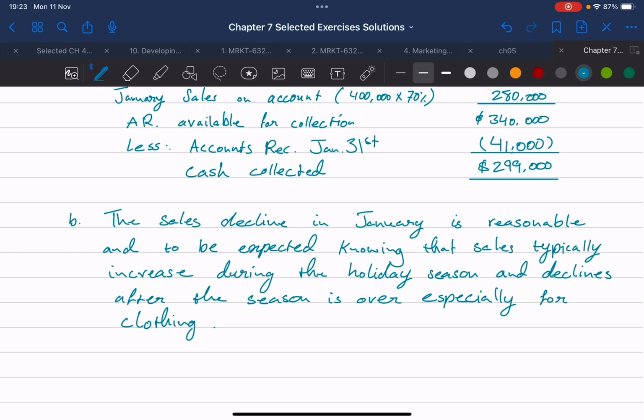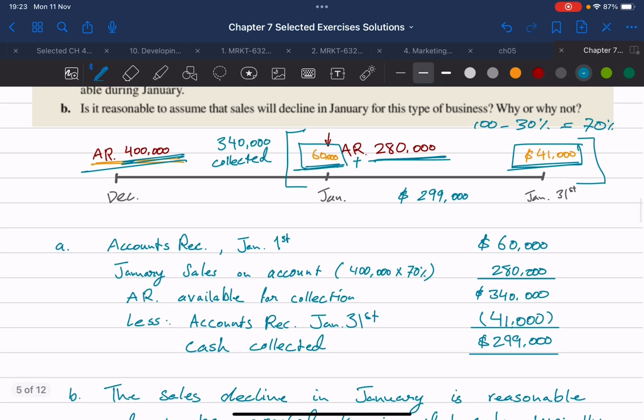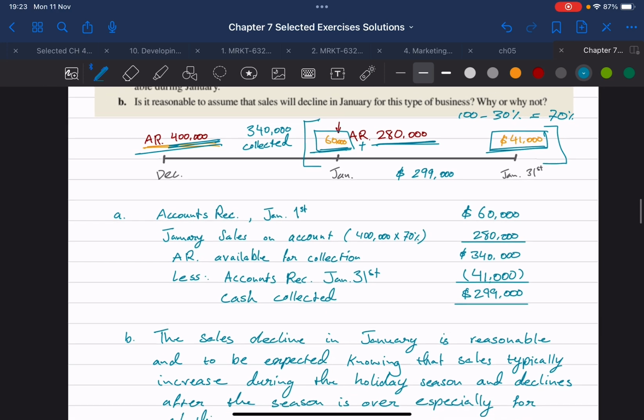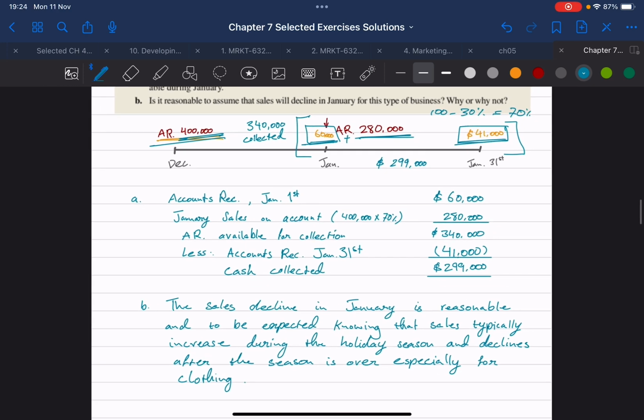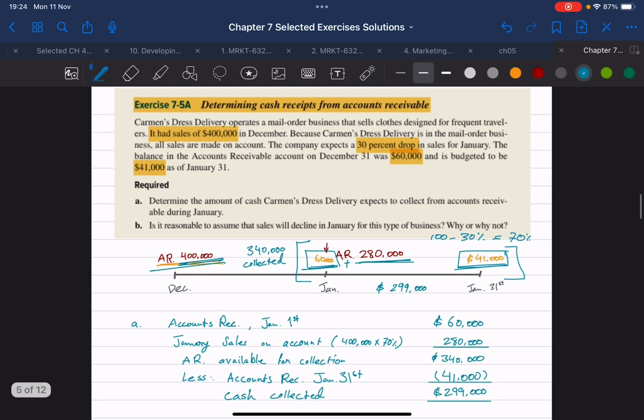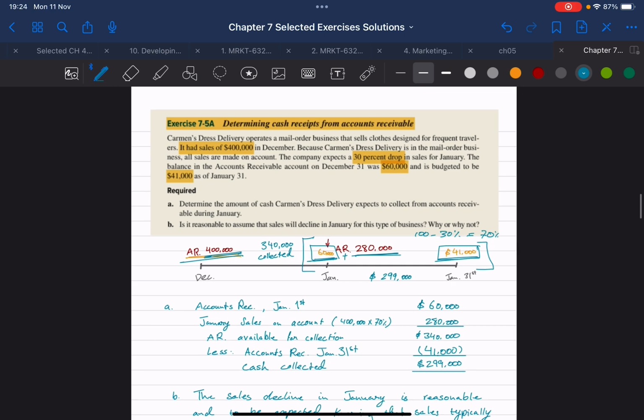Okay, you don't have to stick to this exact justification that I have written. You can justify it in your own words as long as you understand the business or the sector that this particular business operates in, and you understand that we are covering this particular period where we are looking at sales from the end of the year, right before the holiday season, and then after the holiday season is over. Okay, and this is my answer to exercise 7-5.